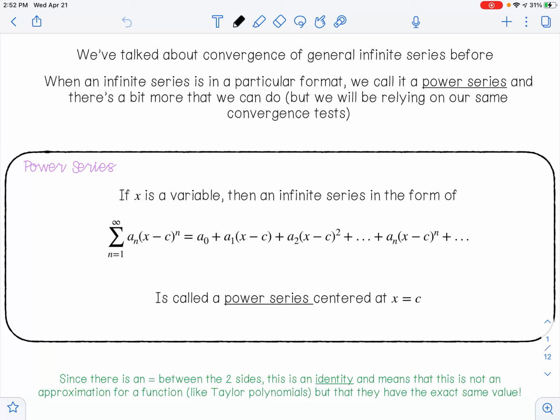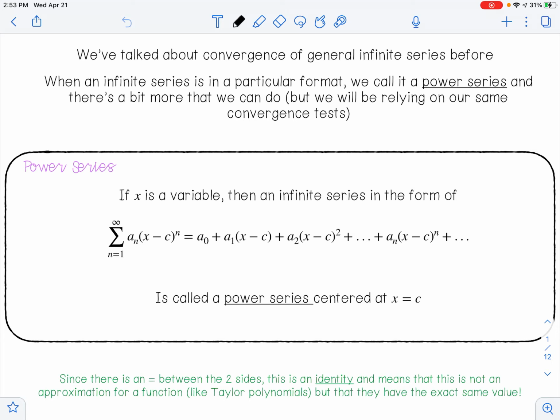So we've talked about convergence and divergence of general infinite series before, where there's not a ton of specific requirements for what's inside the series, right? But there are specific forms of infinite series, specific formats called power series that are actually really useful. So these are when we combine our sequences with variables.